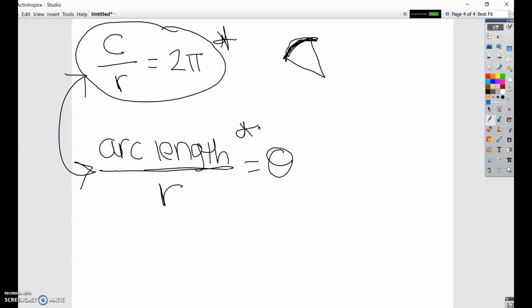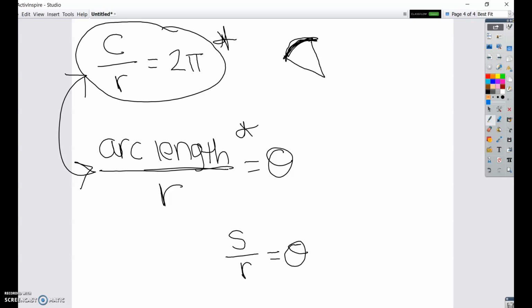Okay. So to simplify this, I believe S was the variable in our example. So the arc length is S. The arc length divided by the radius is going to tell us the number of radians. Now, if I remember correctly, in the example that you were given, it wasn't actually radians that you were solving for. I believe you already had radians.